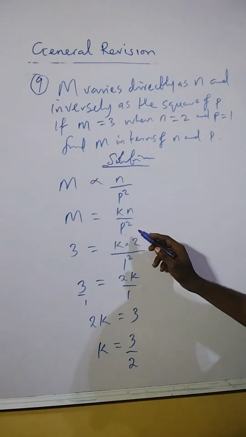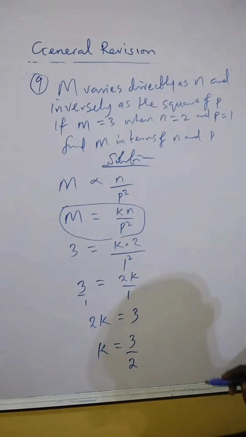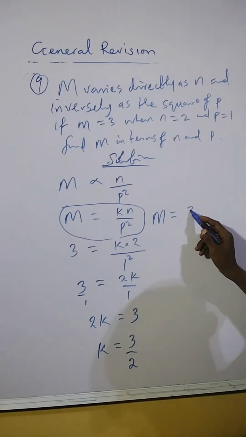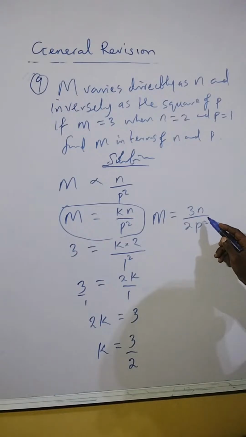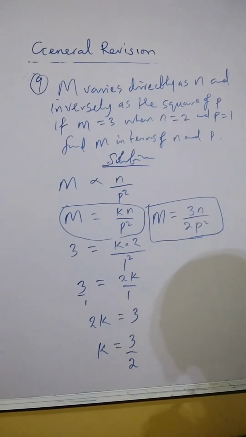So if k equals 3 over 2, we just write this formula again, putting the value of k. So we now have m equals 3n over 2p squared. So this here is the formula connecting the relationship. We have written m in terms of n and p here.